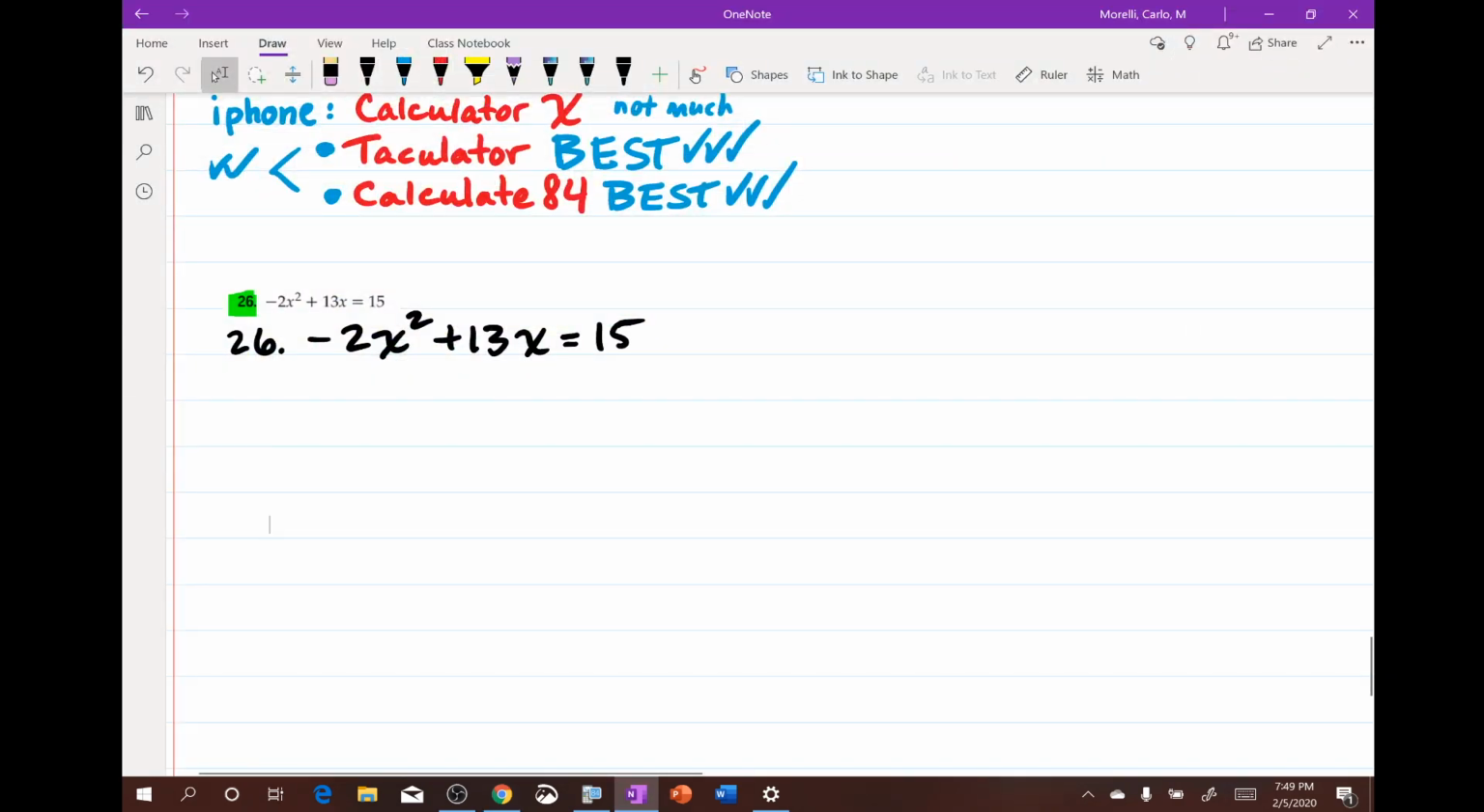Okay, so let's solve this. Now, this is not currently in standard form, and we need it to be in standard form. Ax squared plus bx plus c equals 0.